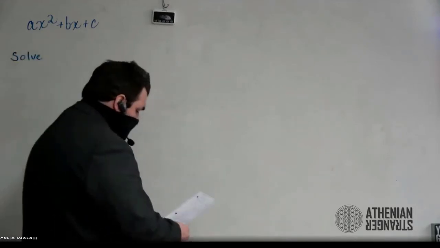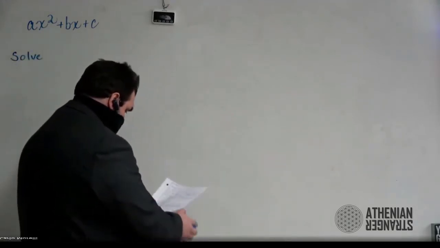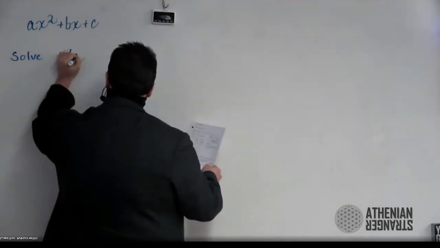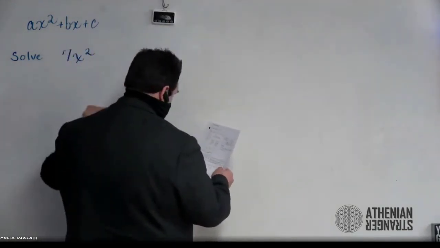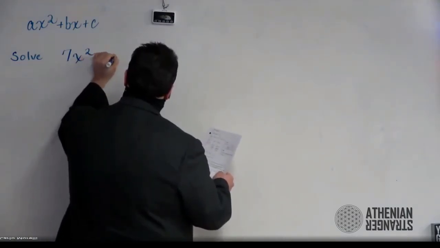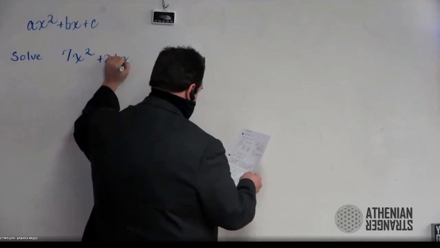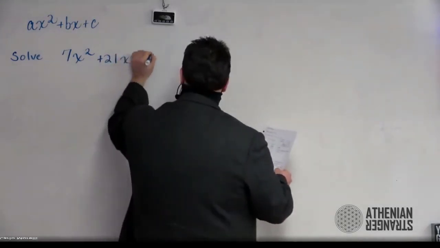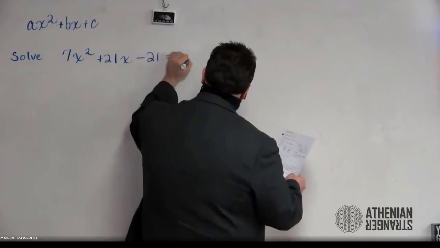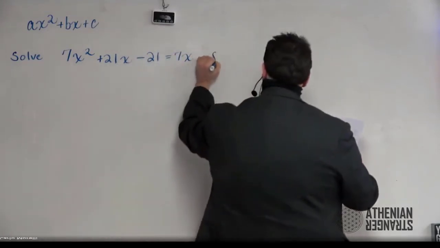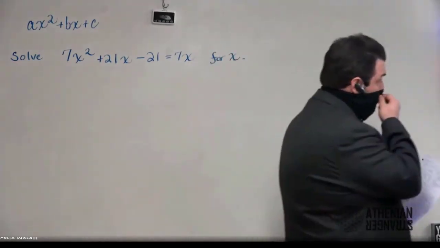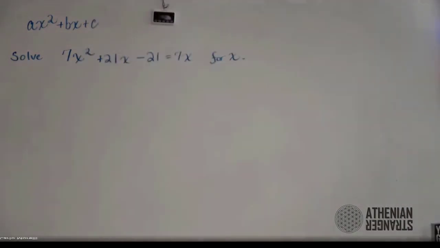Now this one's going to present us with a bit of a challenge, something new. Okay, solve 7x squared plus 21x minus 21 equals 7x, for 4x. Okay, so this time we've got two situations.